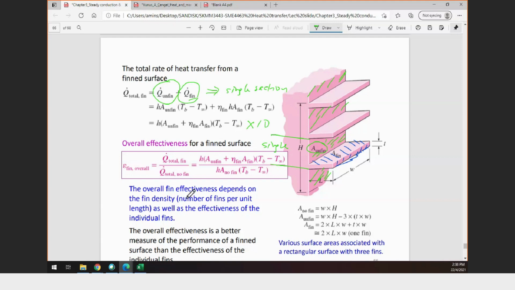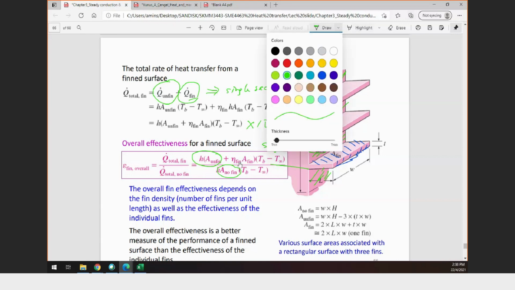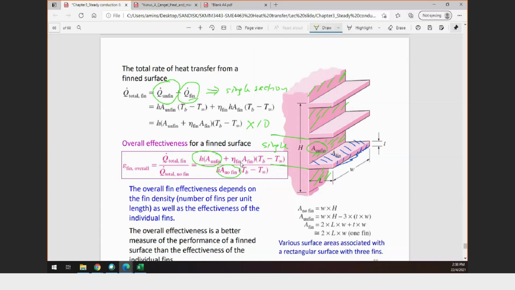Then if you want to calculate the overall effectiveness, you can compare this with only one single case. So this one, A unfin, compared to the area of no fin. Where is the area of no fin? If I can draw in a different color, let's say the yellow one, the area of the unfin is this one.